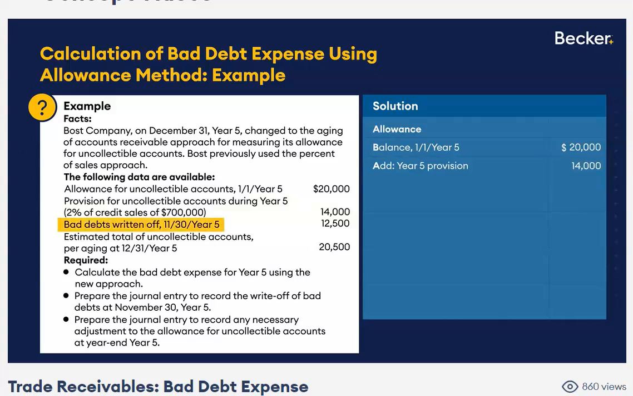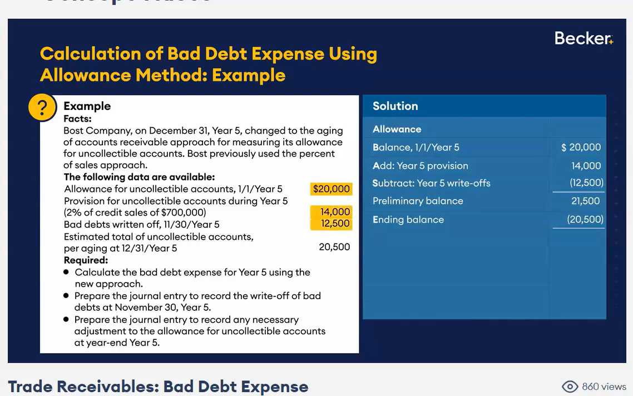Next, it says, in November, we wrote off bad debts to the tune of $12,500. Okay, so that would be an S. I'm going to mark that with an S. That's a subtraction, so that would reduce the allowance by $12,500. And then finally, it says, what's the estimated total of uncollectible accounts at the end of the year? It says it's $20,500. So that's using the new percentage of receivables method that they've decided to employ. I'm going to flag that with an E. That's my E. So as it stands, I've got $20,000 plus $14,000 minus $12,500 equals $20,500.